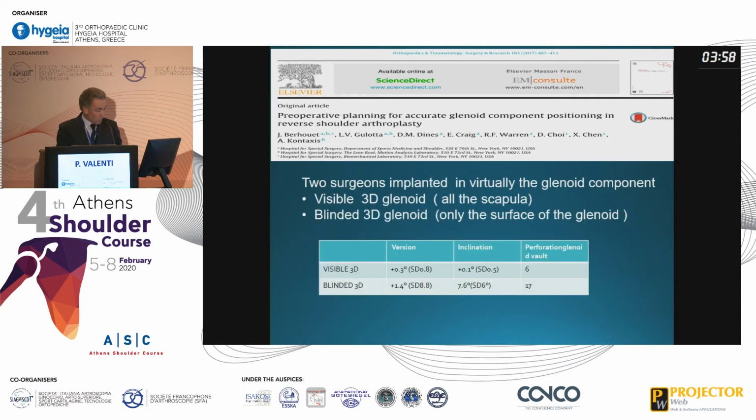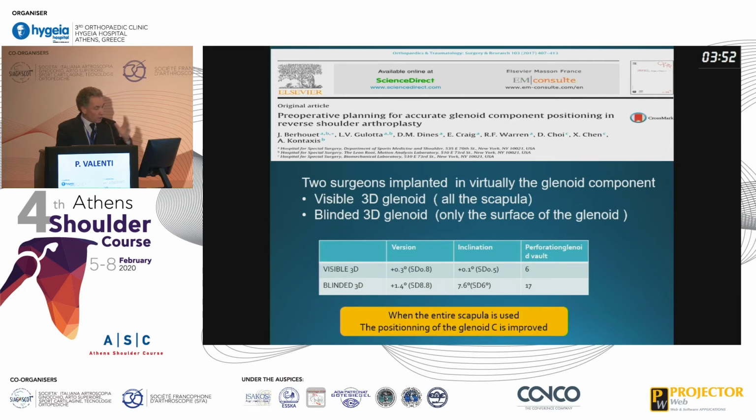And the conclusion was very interesting because they implanted virtually the glenoid component, a series with all the scapula, a good definition of all the scapula, on another series only the surface of the glenoid. And it was very significant that if you use all the scapula, it's better to have the good position of the glenoid component.